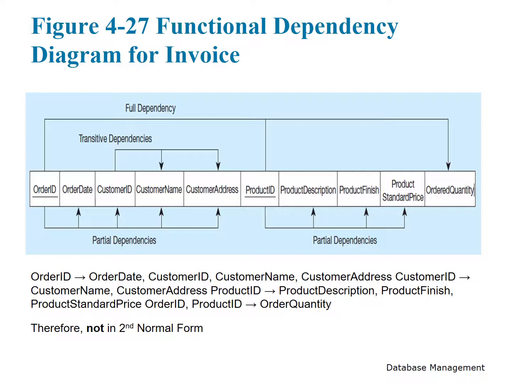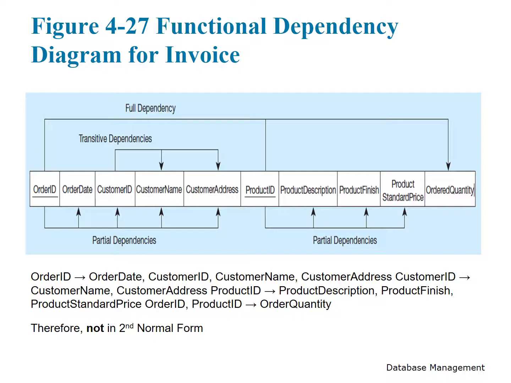The result of performing the second normal form process on the invoice relation is shown in figure 4-28. Removal of the partial dependencies results in the formation of two new relations, product and customer order. The invoice relation is now left with just the primary key attributes, order ID and product ID, and order quantity, which is functionally dependent on the full key. We rename this relation order line because each row in this table represents one line item on an order.